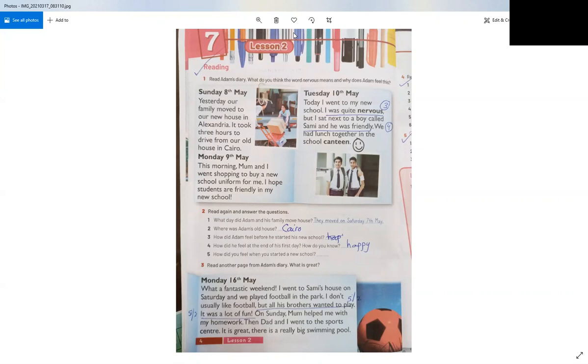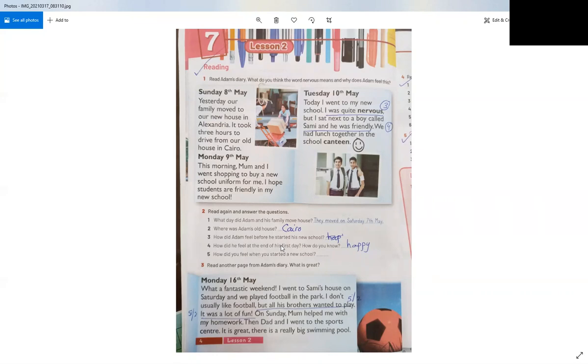What day did Adam and his family move house? They moved on Saturday, the 7th of May. Where was Adam's old house? It was in Cairo. Number 3, how did Adam feel before he started his new school? He felt nervous.